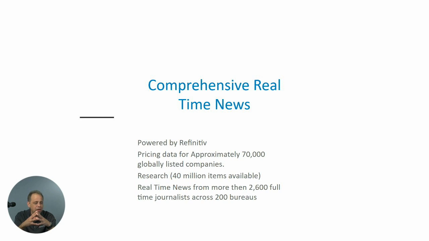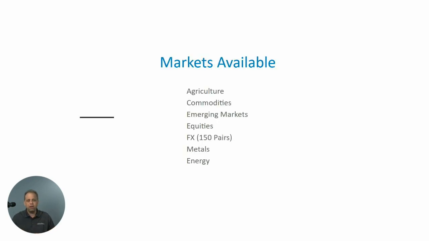And just to give you an idea of how big it is: 70,000 globally listed companies, 40 million items of research available, 2,600 full-time journalists across 200 different news bureaus. They really built this from the ground up to be a competitive product to Bloomberg, basically. It's a great product. It covers just about anything. If you're interested in agriculture, commodities, emerging markets, anything that you want to trade, with very, very few exceptions, you're going to be able to get real good information and real good news out here.